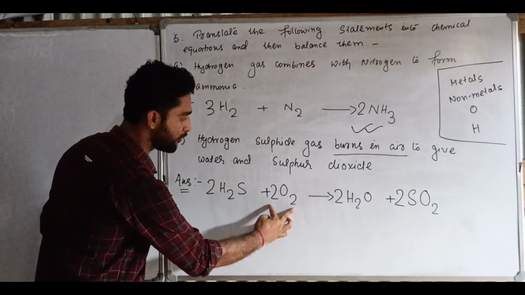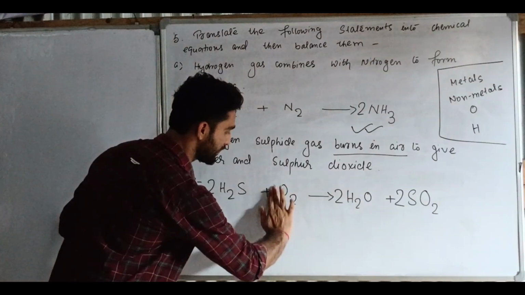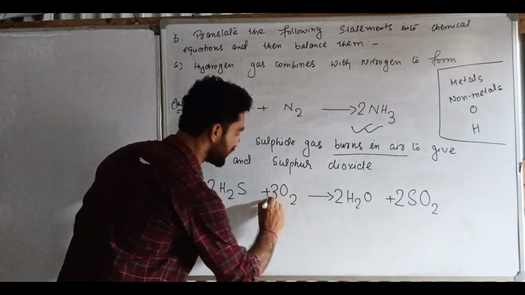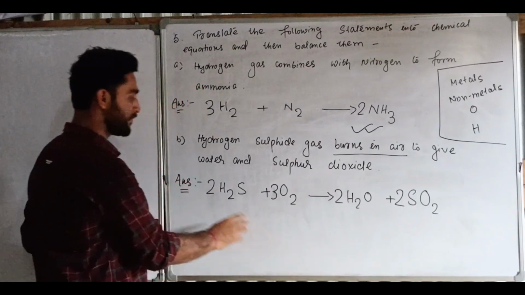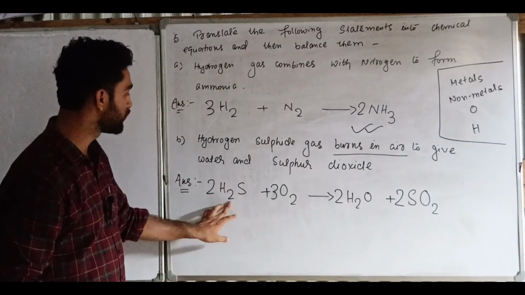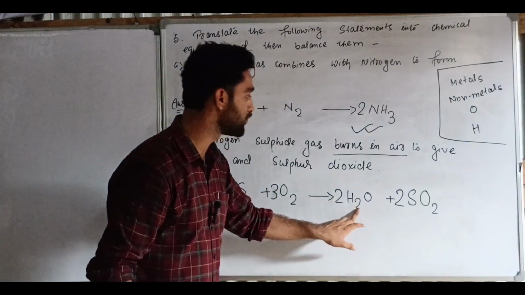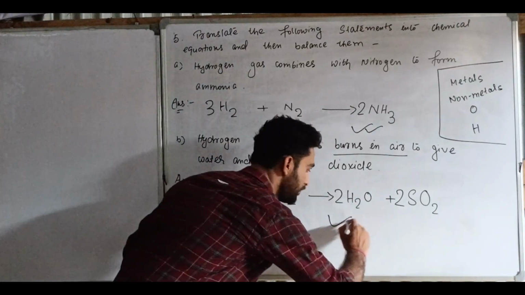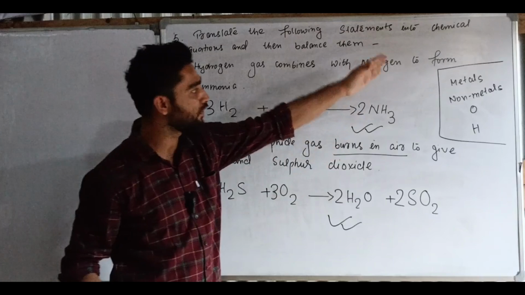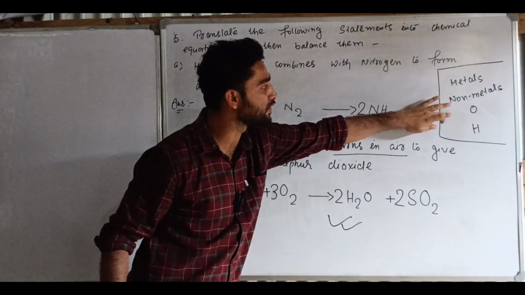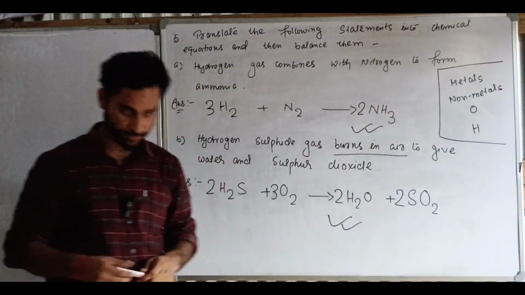Left hand side how many? 4. So this side oxygen is less. So write 3 here. Now you see left hand side oxygen became 6. Now check the hydrogen. Hydrogen 2 twos are 4. This side hydrogen 2 twos are 4. Now the reaction became balanced. So instead of applying the hit and trial method, always follow this track: metal, non-metal, oxygen and hydrogen.